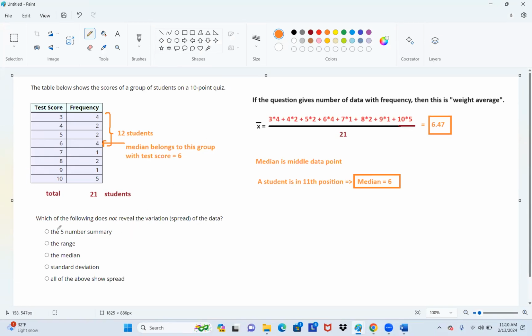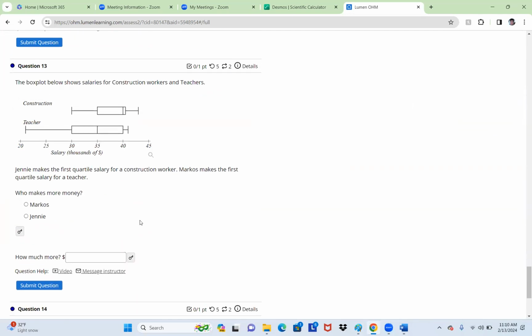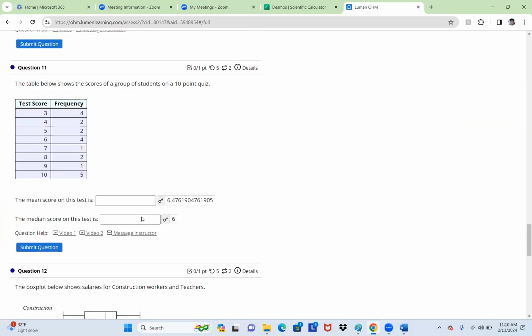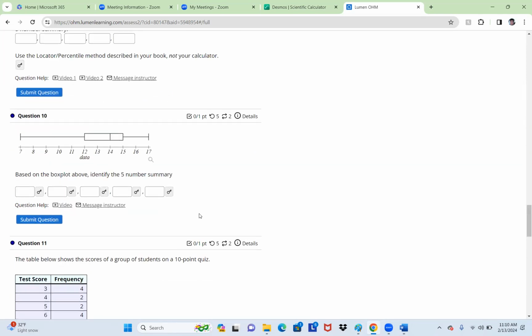The range actually reveals the spread, correct? The medians? What do you think? The final summary also reveals the variation and spread of the data set. Of course, you can literally check if the data was skewed left or skewed right, whether it's going to have a bigger range or a smaller range. The median does not reveal the spread of data. It's just the middle point of the data set. It doesn't really tell anything.